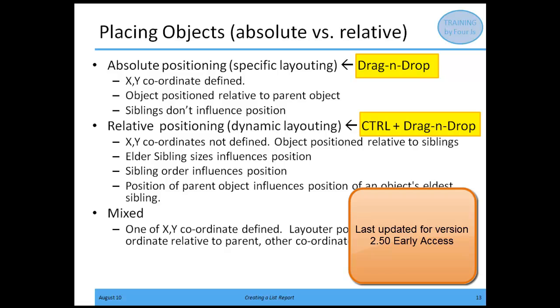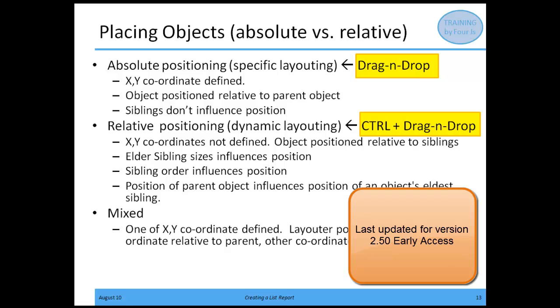Alternatively, you can use relative positioning. Relative positioning is also known as dynamic layouting, and that's where you're not defining the X and Y coordinates. Instead, the object is going to be positioned relative to its siblings inside of its parent container. So the elder sibling sizes are going to influence its position, the sibling order is going to influence position, and the parent object influences the position of the object's eldest sibling.